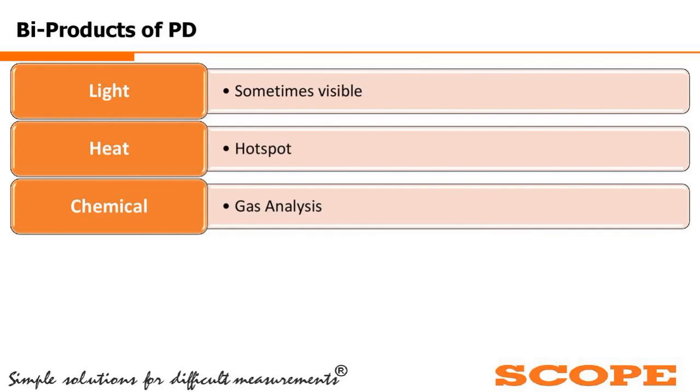Heat shows up as a hotspot. Through an infrared camera we can identify the hotspots created by the dissipation of heat at the PD spots. For the chemical byproducts, through gas analysis inside the GIS chamber or through dissolved gas analysis, DGA, of the transformer oil, we can understand what type of chemicals were generated and what could be the reason behind them.